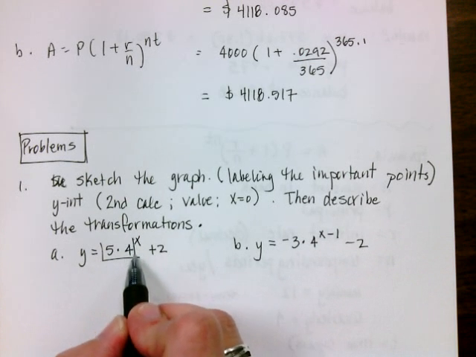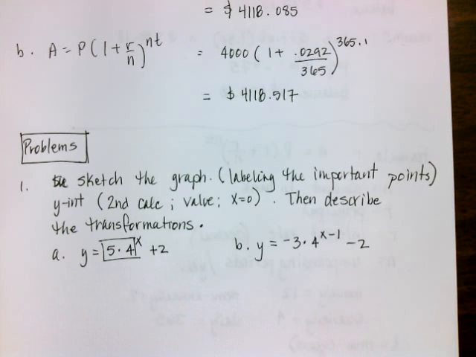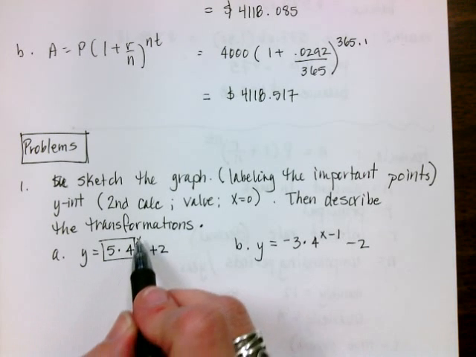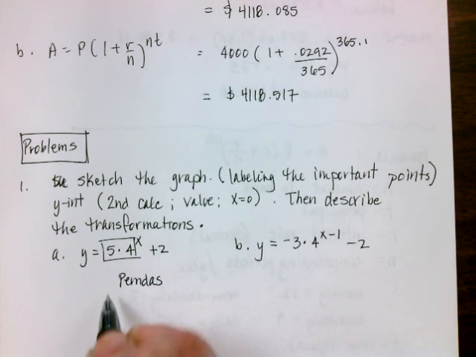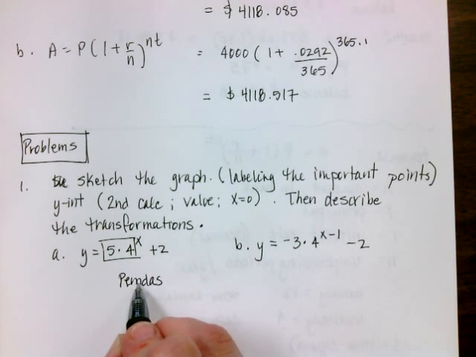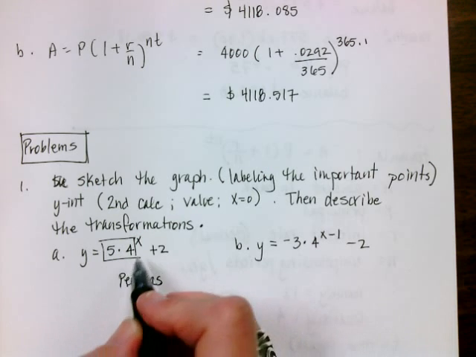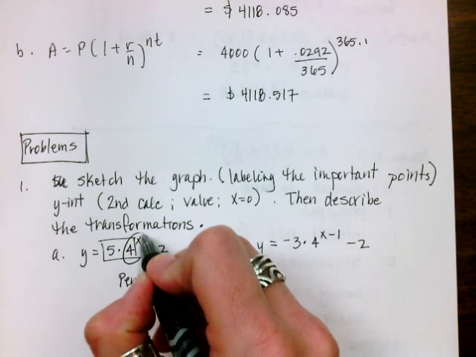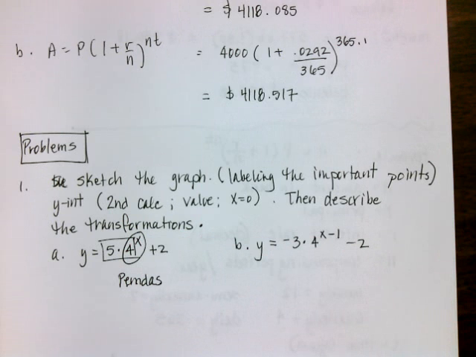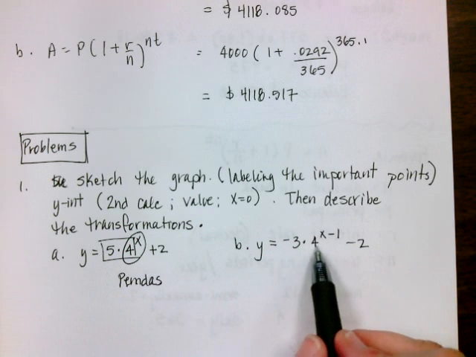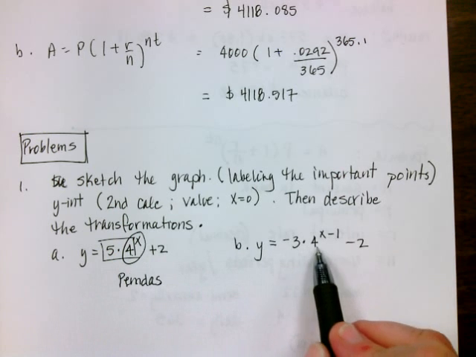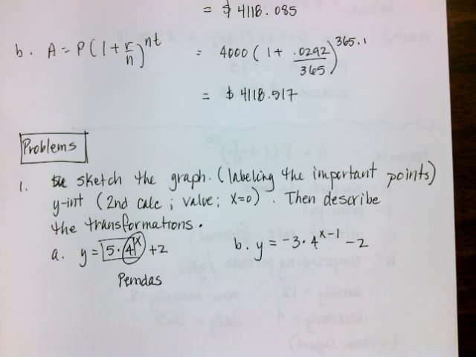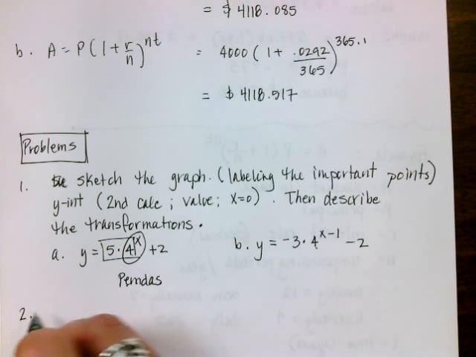So I don't think I've stated this already, but I just thought of it. You cannot do the 5 times the 4 and then raise it to the x. You always have to do, if you remember your PEMDAS, parentheses, exponent, multiply, divide, add, and subtract. So I always have to do this first, then I can multiply by the 5. So you can never simplify these equations by multiplying the 5 and the 4 or the negative 3 and the 4.